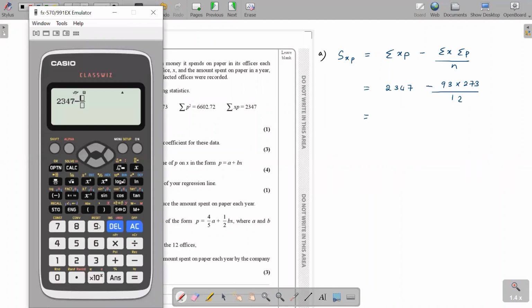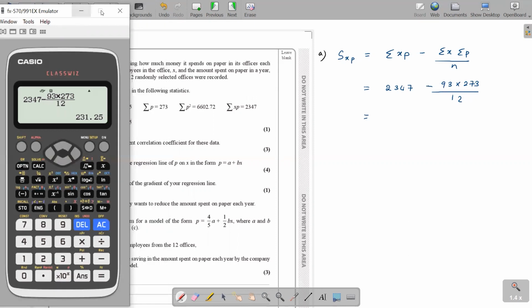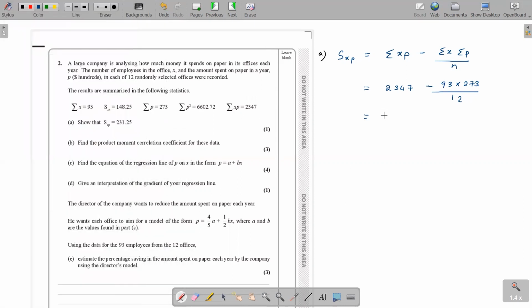2347 minus 93 into 273 over 12. So I get here 925 over 4, or we get 231.25, which is the exact "show that". It's really important that you show these substitutions because it's just 1 mark, and that 1 mark depends on you showing this working. So make sure you show the working where you show the values, because it's a show that. You should not just get the answer, but you should show how you got the answer. Otherwise, you would lose the 1 mark.